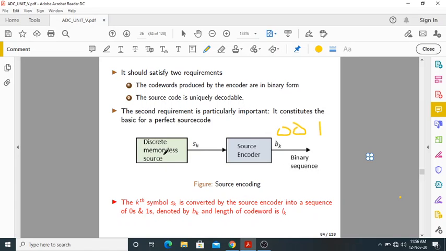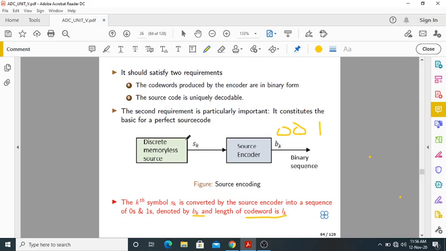Okay. Now here, SK is the kth symbol produced by the source, and the source encoder will convert this symbol into a binary sequence, that means a sequence of 1s and 0s, denoted by BK. What is BK? It is the code word for symbol SK, and the length of the code word is LK.